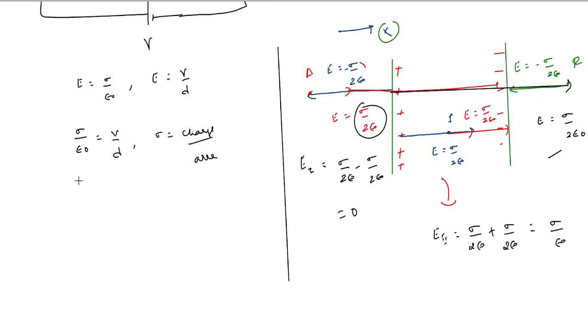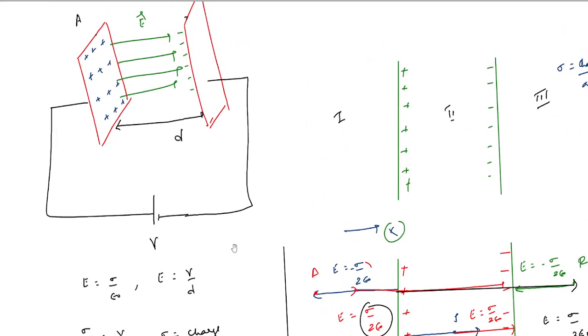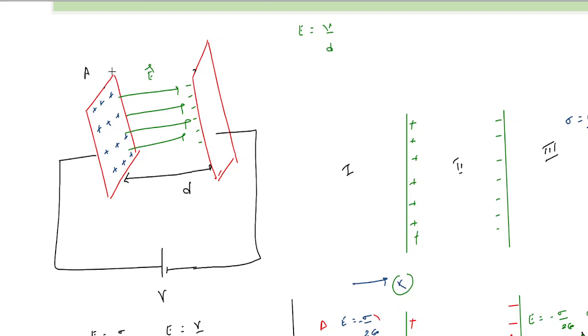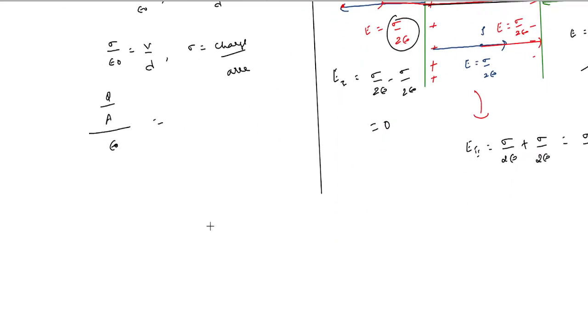Or we can write directly from here. It will be charge by area because the charge is present in the entire area. That by epsilon naught is equal to V by D. Keep in mind that when I say charge, it is the charge on any one plate, not both plates, because if you add the total charge, it will be 0. It will be plus Q minus Q. So when I say charge, it is the charge on any one plate. Rewrite this: Q by A epsilon naught is equal to V by D.